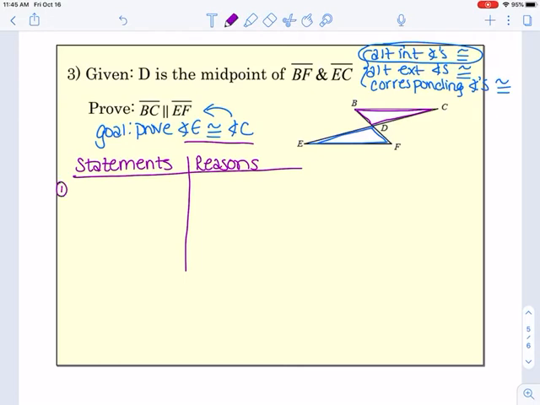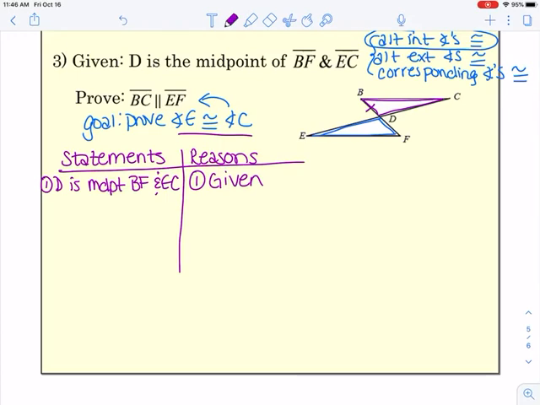Okay, so the first thing that I have is D is the midpoint of BF and EC. The reason I know that's true is because it's given. A midpoint is going to break a line segment into two congruent segments. So if it's going to break BF into two congruent segments, that means that BD is going to be congruent to DF.